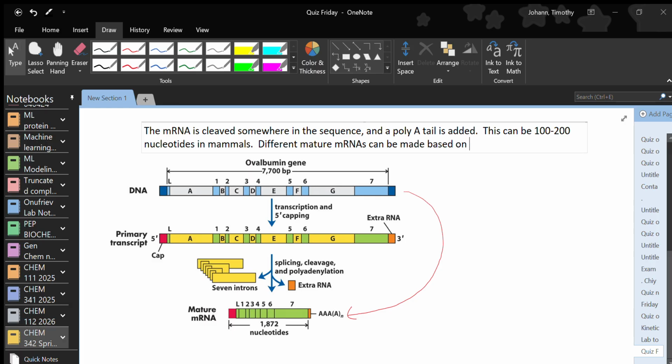Where's the specification of mature versus? Mature is going to be after we've had these 3 processing steps happen. So mature mRNAs, let's say after the 3 processing steps. What's the third one? Intron splicing.